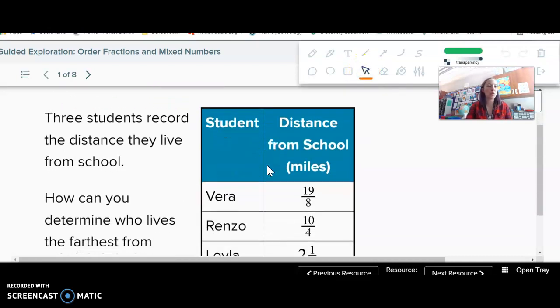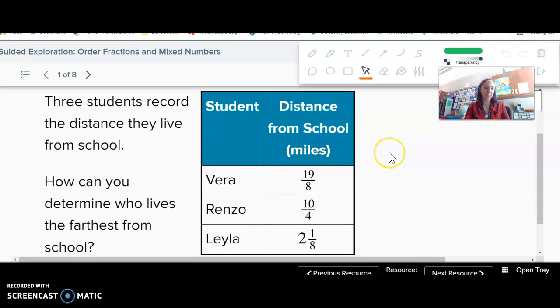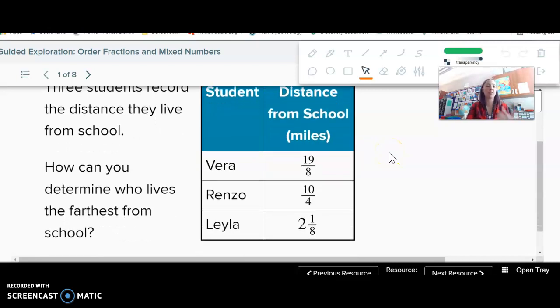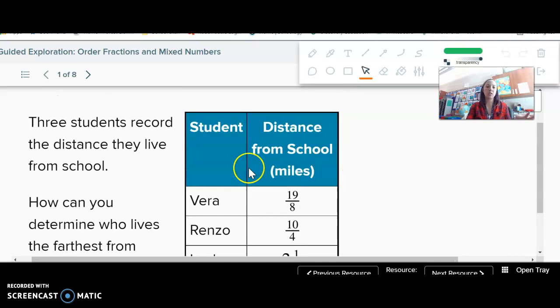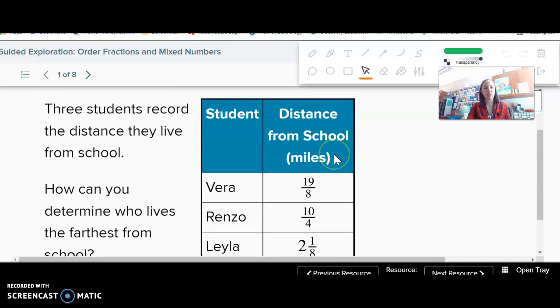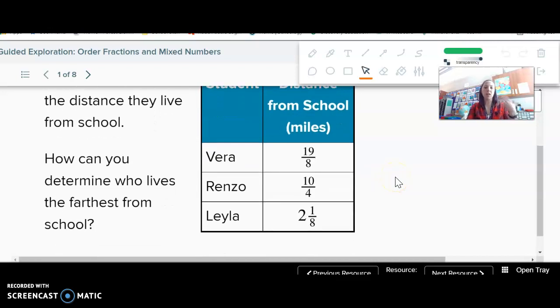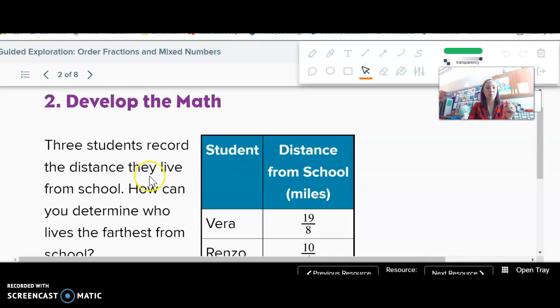So 3 students record the distance they live from school. How can you determine who lives the farthest from school? So essentially, which one of these is the biggest? Vera lives 19/8 miles, Renzo lives 10/4 miles, and Layla lives 2 1/8. Now, we generally wouldn't see a distance written as an improper fraction. We might see it as a mixed number, or perhaps with a decimal, which I'll go over this lesson.